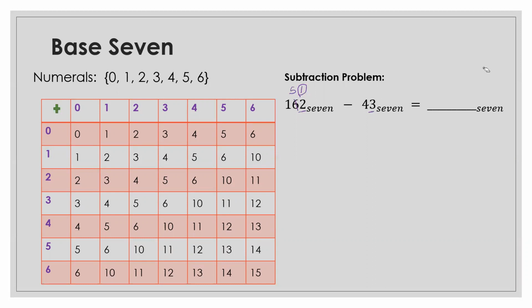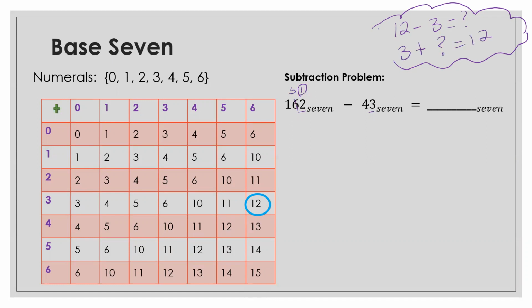I would say 1 full group of 7 is 1, 2, right? So here's what we're thinking. 1, 2 minus 3 is question mark. So 3 plus question mark will equal 1, 2, right? So that's our thought process here when we are subtracting. So let's take a look at your addition table.